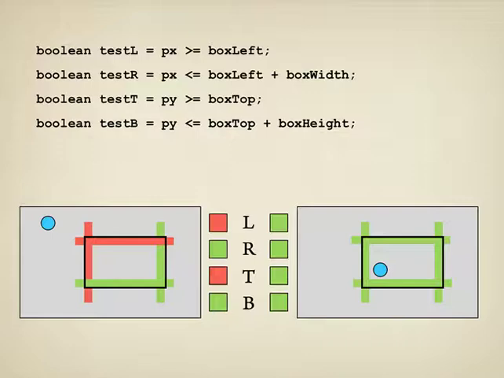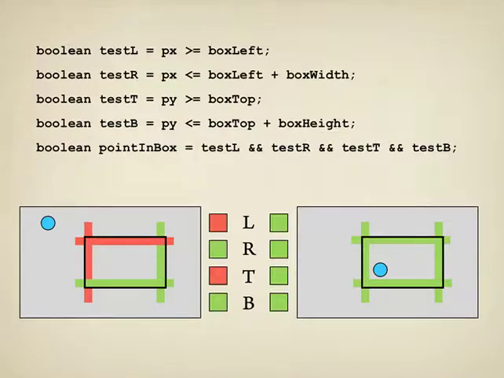So now, how do we use these results to tell us if the point is in the box? Well, look at the 2 columns in the middle. On the left, we have some reds and some greens. On the right, we have all greens. The point is in the box if it is on the inside of all 4 fences. We create a new Boolean called point in box, and it's just the anding together of the 4 values.